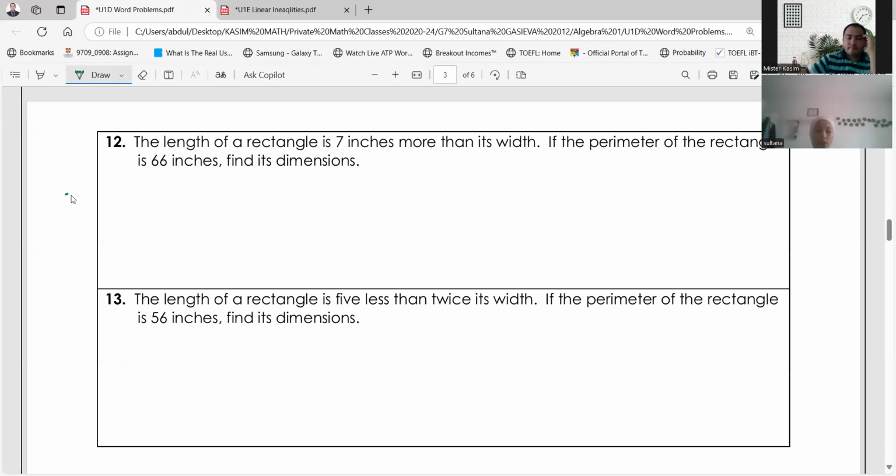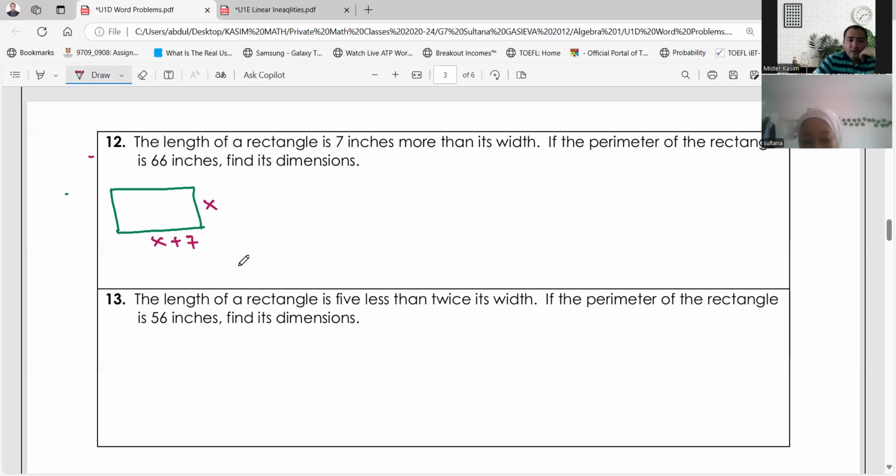The length of a rectangle is 7 inches more than its width. If the perimeter of the rectangle is 66 inches, find its dimensions. In this kind of question, what do we do first? Sketch, right? Since we are talking about a rectangle, let's draw a rectangle here. And the second step is to label, right? So what is the width? I don't know. Suppose the width is x and the length is 7 inches more than its width, so it should be x plus 7, right?